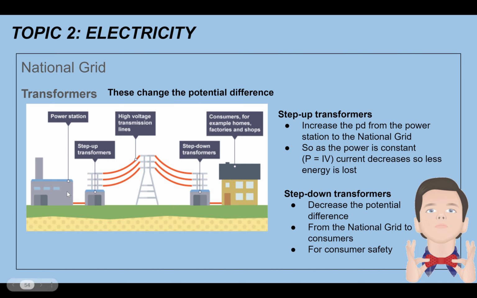So as you can see, power station here, step-up transformer, high voltage transmission lines, and then a step-down transformer will decrease the potential difference from the national grid to the consumers for consumer safety. So in homes, factories, shops, the general process is from the power station, the transformers step it up, it goes through the high voltage transmission lines, and then onto the step-down transformers to your homes.